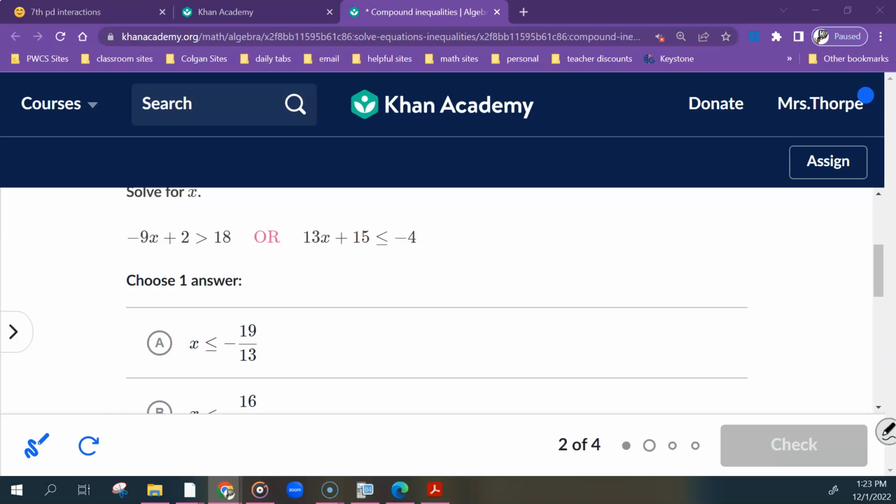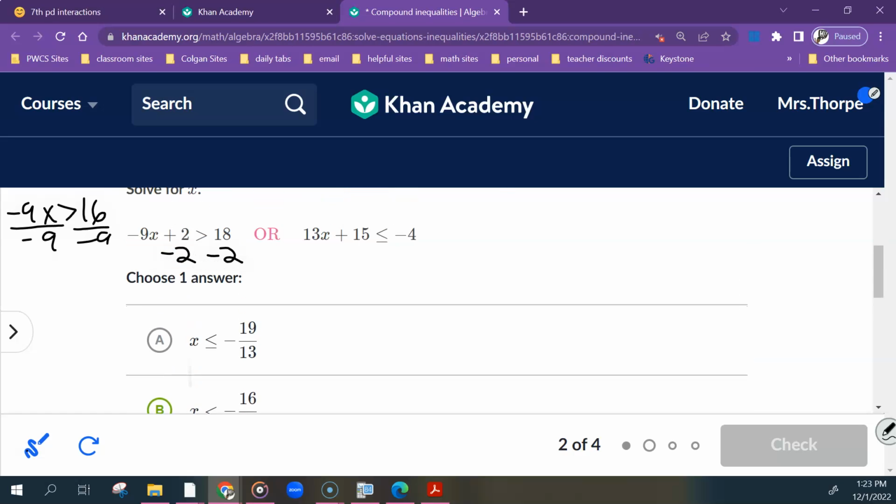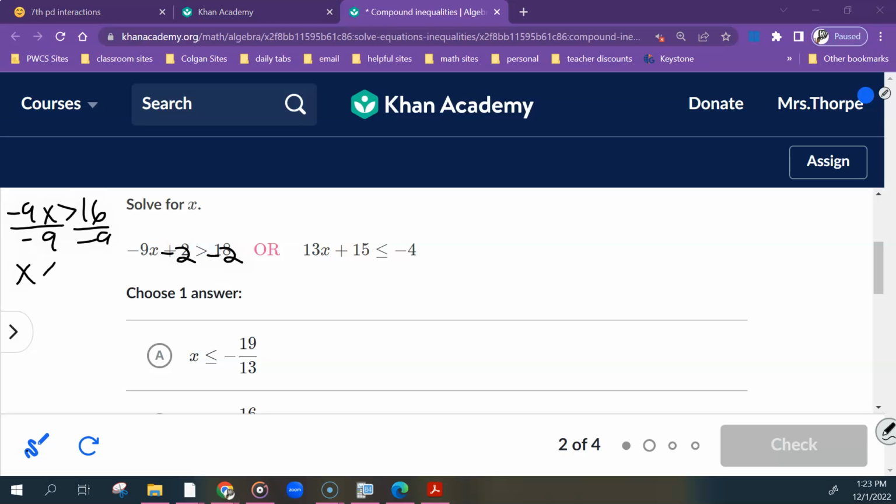Solve them like normal. Okay, so we have negative 9x is greater than 16. Divide both sides by negative 9. You're going to end up with a fraction, that's okay. And switch the sign this time. And then solve the other one. Subtract 15. You have 13x is less than or equal to negative 19. And divide.